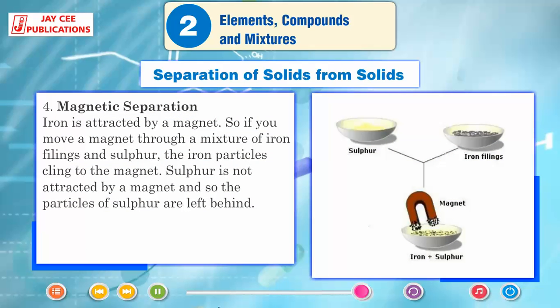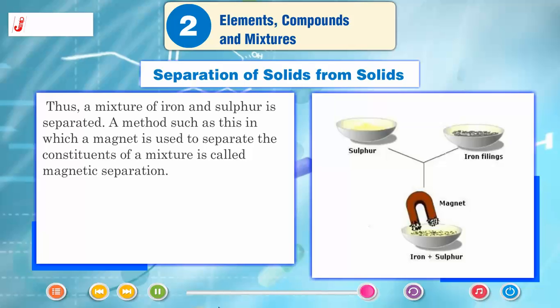Magnetic separation. Iron is attracted by a magnet, so if you move a magnet through a mixture of iron filings and sulfur, the iron particles cling to the magnet. Sulfur is not attracted by a magnet, and so the particles of sulfur are left behind. Thus, a mixture of iron and sulfur is separated. A method such as this, in which a magnet is used to separate the constituents of a mixture, is called magnetic separation.